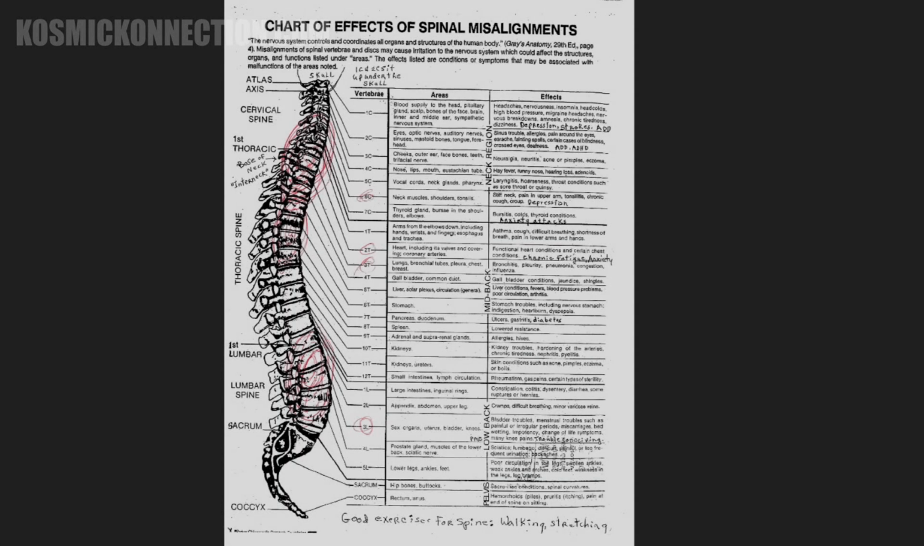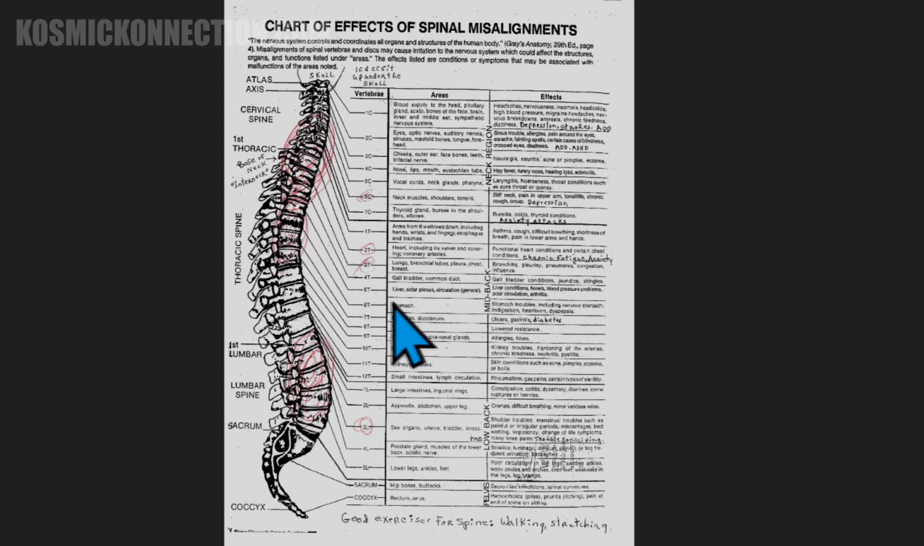So, find your chart. It says Chart of Effects of Spinal Misalignments. And see the spine there on the left-hand side, where I've circled it in red. That's where you're out of place in that spine. And then the name of the vertebrae is the next column over: cervical, thoracic, lumbar. Then the areas, that's the areas that the nerves go to when they exit each one of those vertebrae. The head, the scalp, the eyes, the cheeks, the thyroid, the heart, the lungs, the stomach, etc.